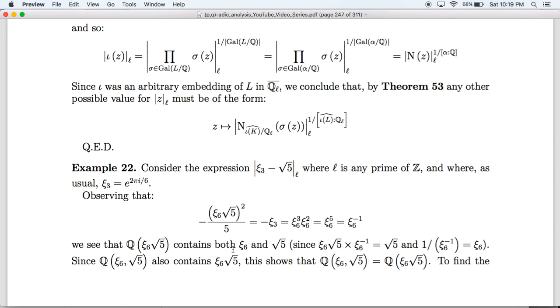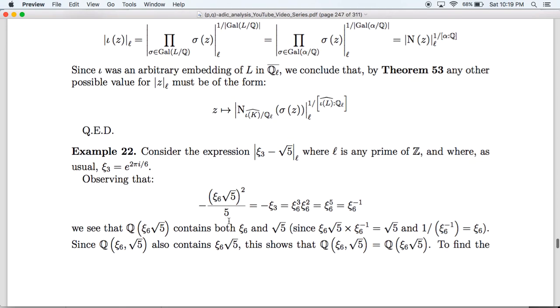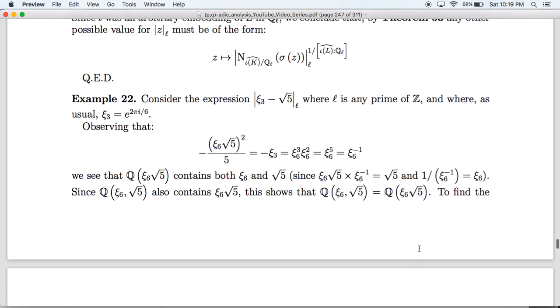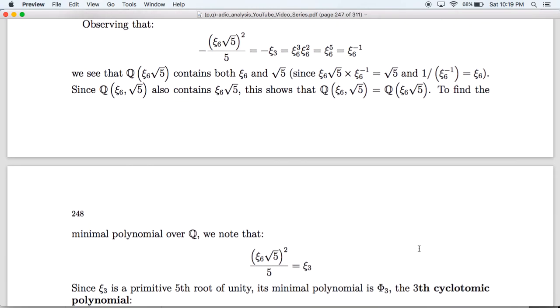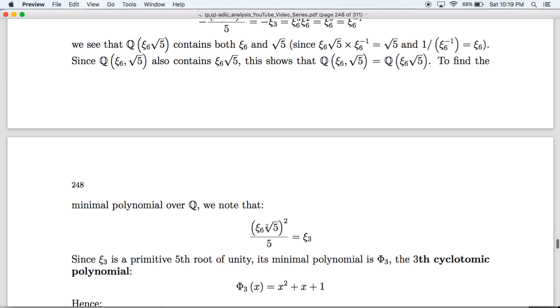So if we first observe that for C6 root 5, if we square it, divide by 5, and multiply by -1, we end up with C6 to the negative first. So that means this field contains both C6 and the square root of 5 because of this computation. So this field is equal to that field, and so we found our primitive element. And to find the minimal polynomial, we first note that if we square this generator and divide by 5, we get a primitive third root of unity.